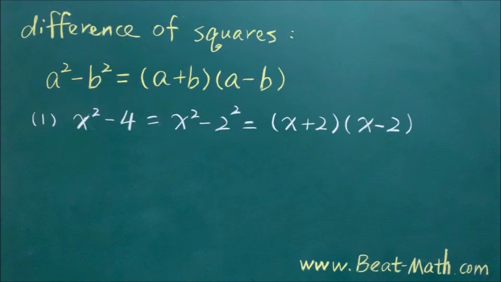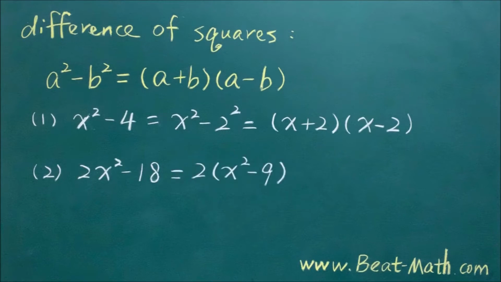Let's look at another example. 2x squared minus 18. At first glance, it seems the formula of the difference of squares cannot be applied to this because 18 is not the square of an integer. But if we look closer, we will see they have a common factor 2. We can factor out the 2 and get 2 times the quantity of x squared minus 9.